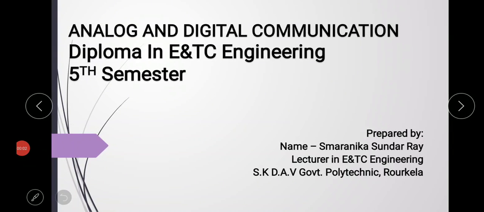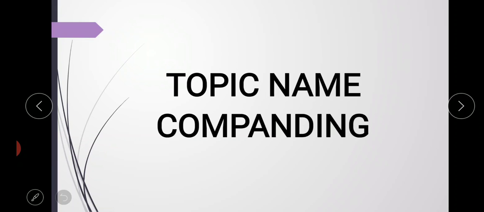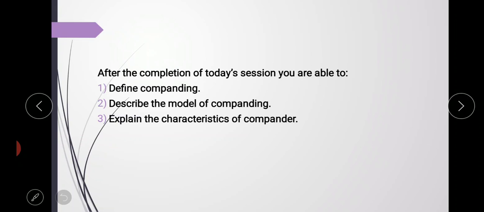Good morning, student. Today we are going to learn about companding. After the completion of today's session, you are able to define companding, describe the model of companding, explain the characteristics of compander.